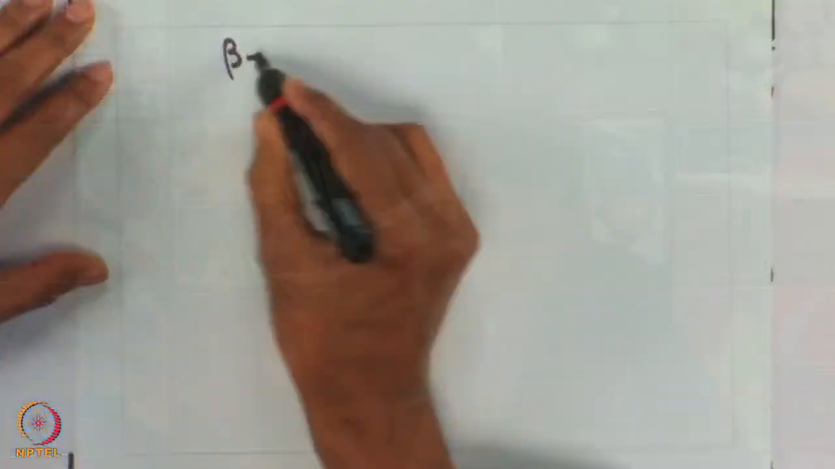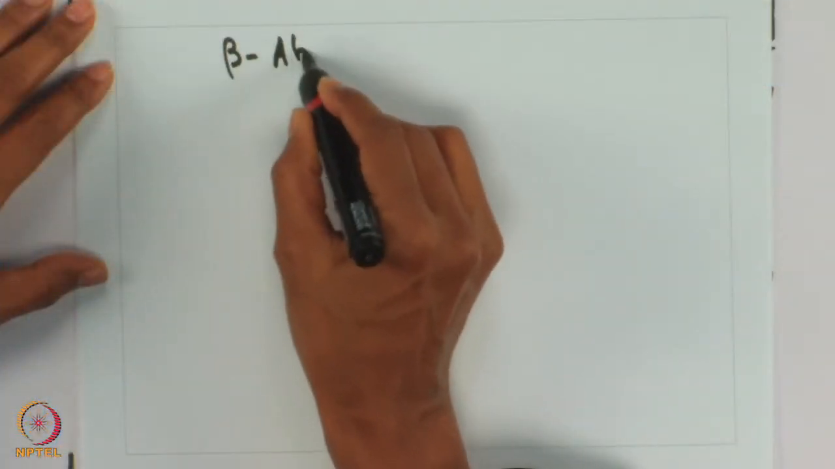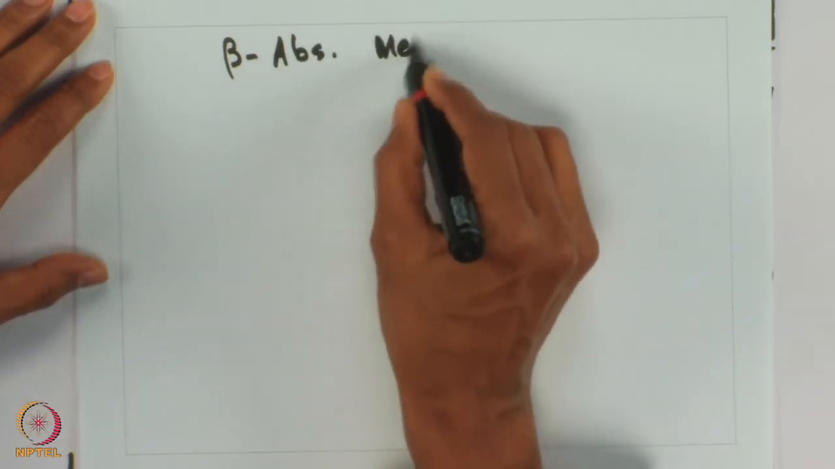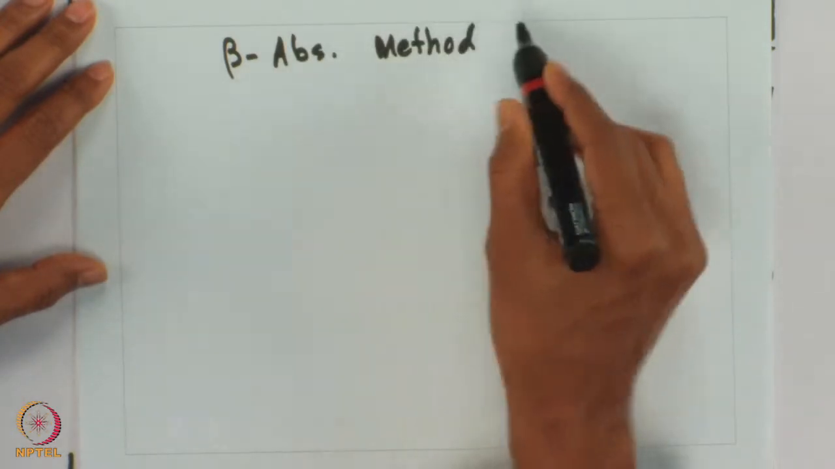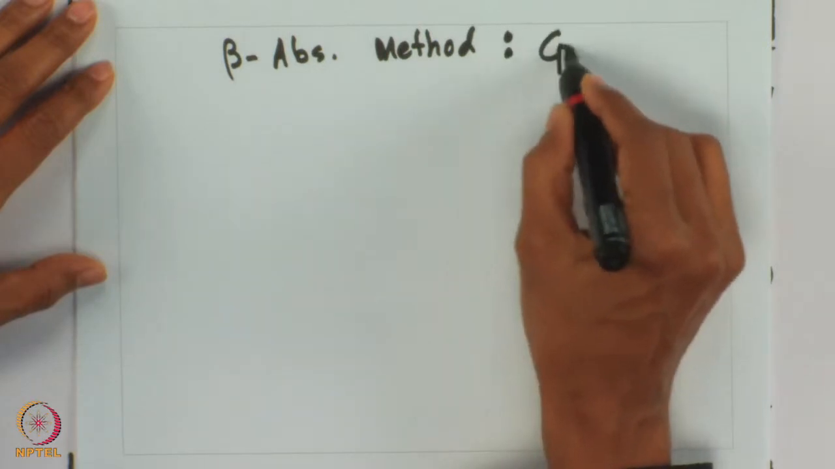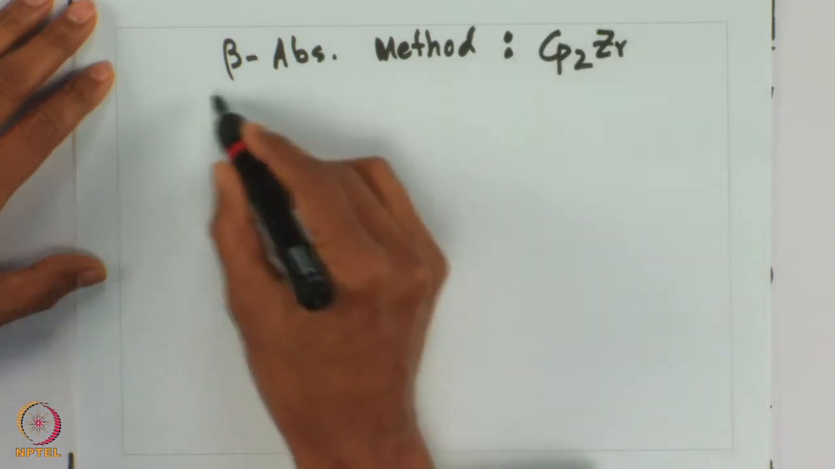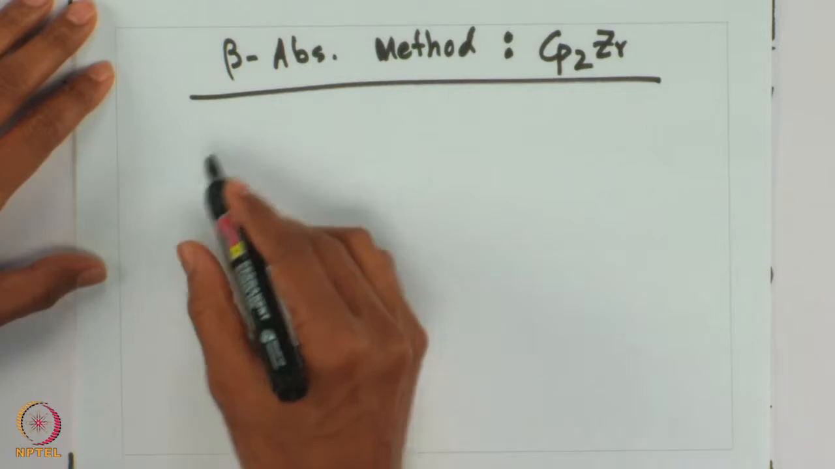So, in the first part, let us see how one can generate cyclopentadienyl zirconium species directly, without going through the reactive metal fragment that we were discussing in the last class. Okay. So, the beta abstraction method for cyclopentadienyl zirconium species formation. Of course, this is the unsaturated version.